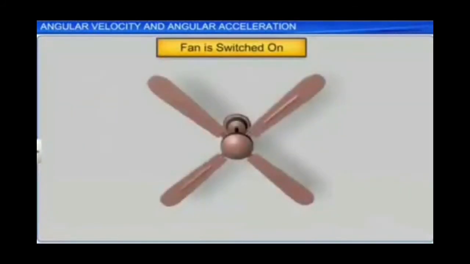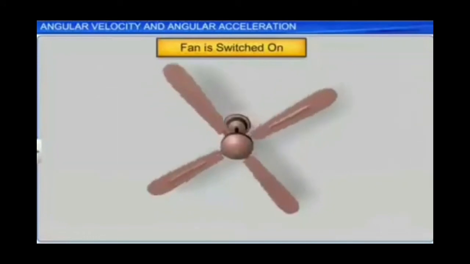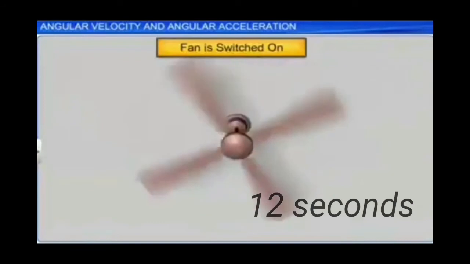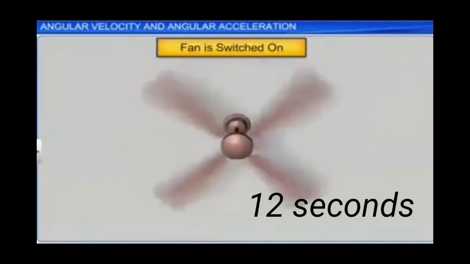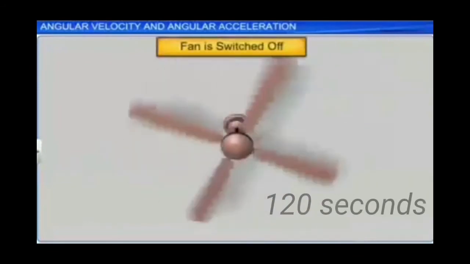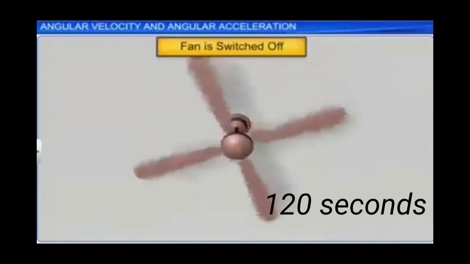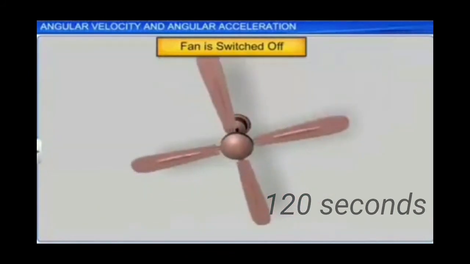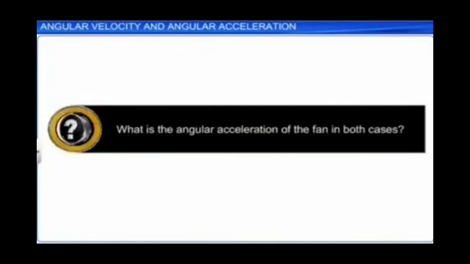Now, let us consider an example. When a fan is switched on, its angular speed increases. Now suppose that it attains its maximum angular speed of 30 radians per second in 12 seconds. When it is switched off, suppose it takes a time of 120 seconds to come to rest. What is the angular acceleration of the fan in both cases?